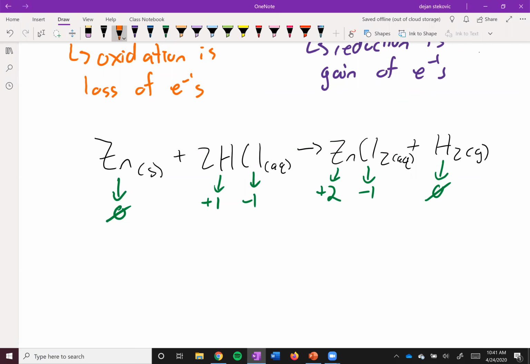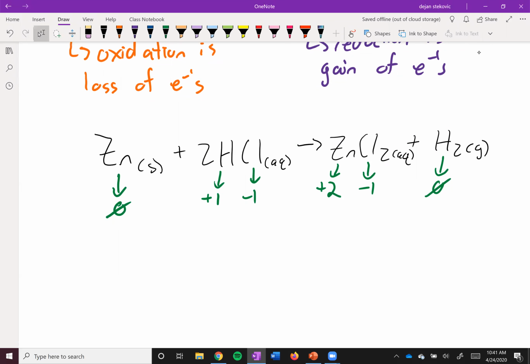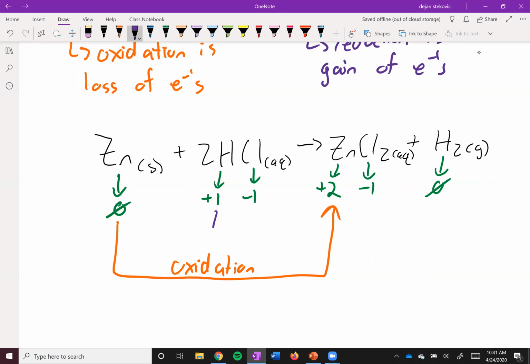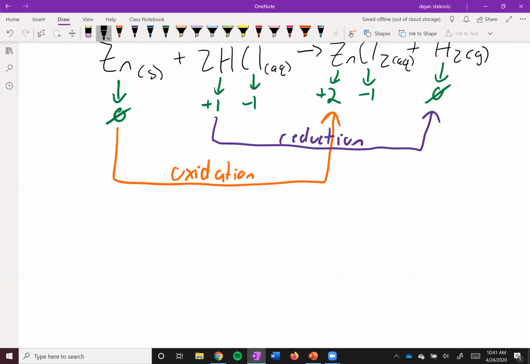Next thing you want to do is connect the dots of what's changing. So we can see zinc is going from 0 to +2. If it's going from 0 to +2, that means it lost negatively charged electrons, and so OIL RIG, oxidation is loss. So this is oxidation. The other thing that changed is this hydrogen. It goes from +1 to 0. If it went from +1 to 0, it must have gained a negative electron. And remember, RIG, reduction is gain. So this is reduction. And then the chloride hasn't changed. It's -1 on both sides, so nothing going on there.